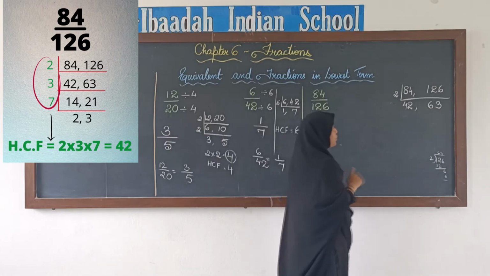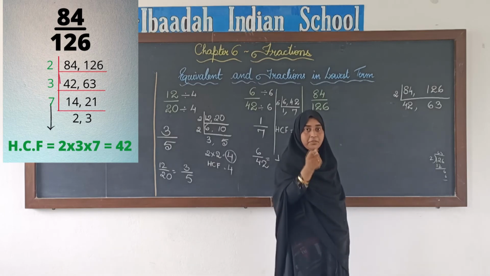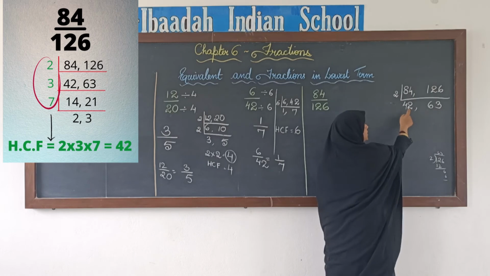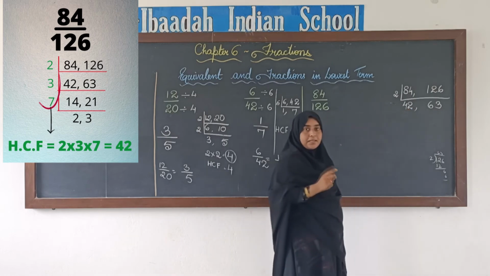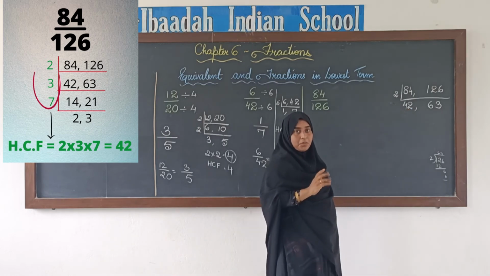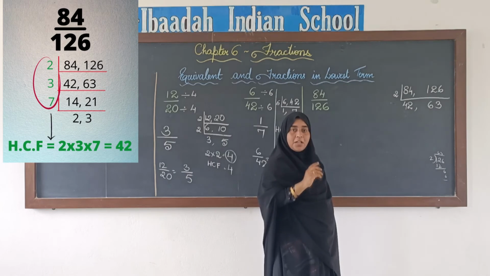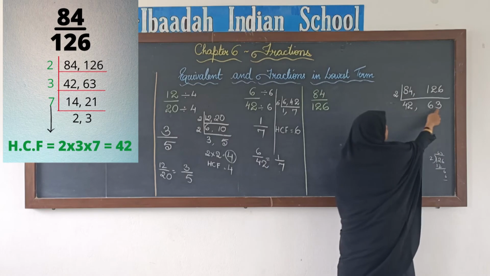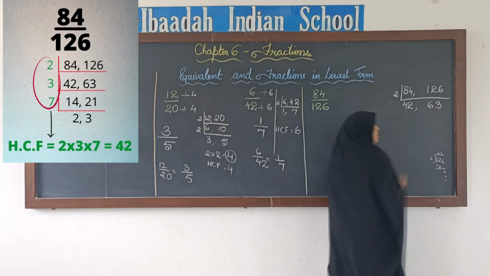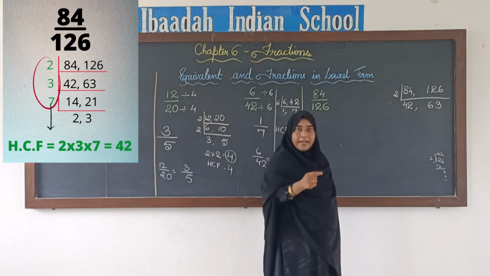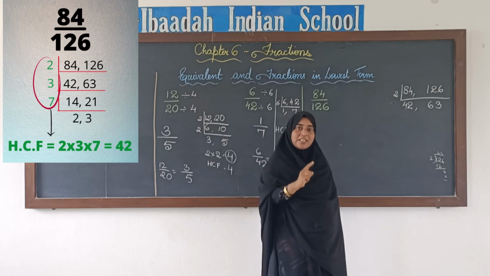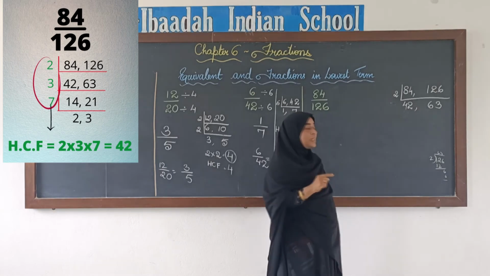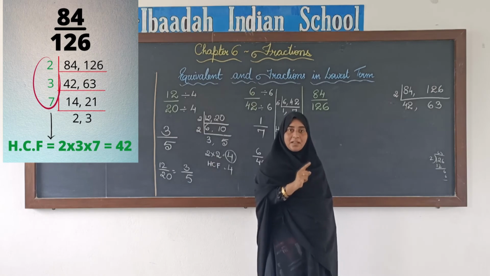What about 3? What is the divisibility rule of 3? We have to add the digits and see, right? 4 plus 2 is 6. 3 will divide 42 because 6 is divisible by 3. So 42 also will be divisible by 3. Let us see for 63. 6 plus 3 is 9. 9 divisible by 3. So 63 also will be divisible by 3. So 42 and 63 both will be divisible by 3.